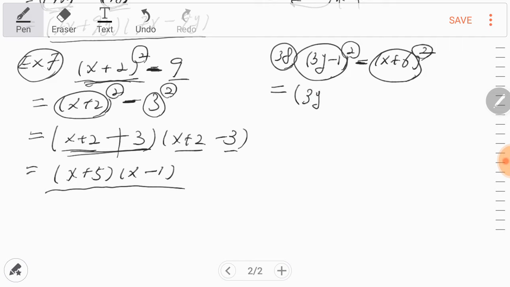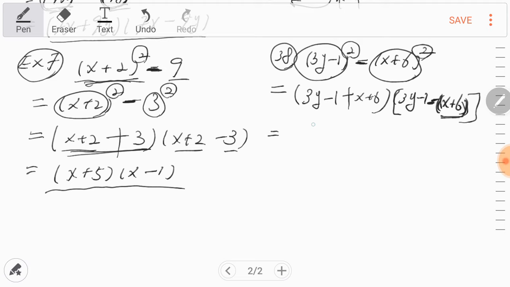Star is 3y minus 1, plus x plus 6, times star, which is 3y minus 1, minus x plus 6. For the x plus 6, we need to put parentheses, because x plus 6 is a moon. This whole expression is a moon, so we subtract the whole expression, x plus 6.